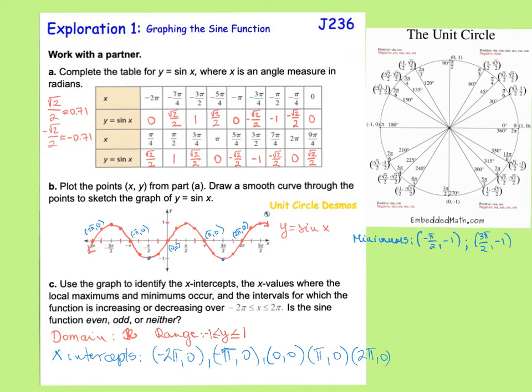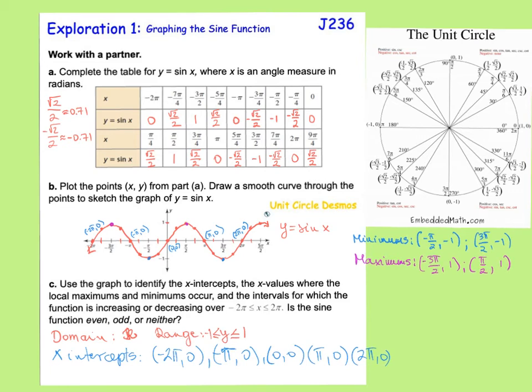Now let's look at our maximums. I'm going to use a different color for my maximums. Maximums occur at (-3π/2, 1) as an ordered pair, and the second maximum occurs here at (π/2, 1).